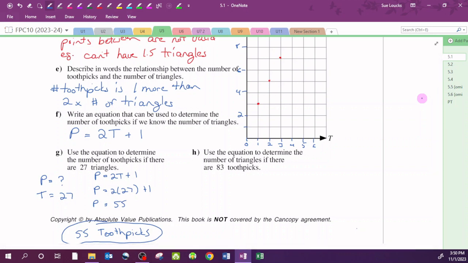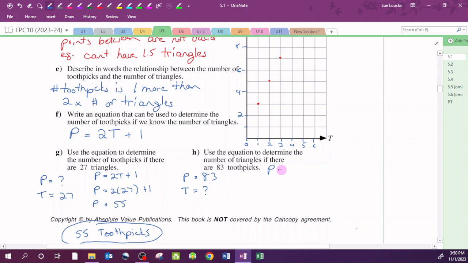Part H. Use the equation to determine the number of triangles if there are 83 toothpicks. Well, again, I'm going to write my P equals and my T equals and fill in what I know. So I know that there are 83 toothpicks. That's my P. So that's 83 goes here. And the T is what I'm looking for.